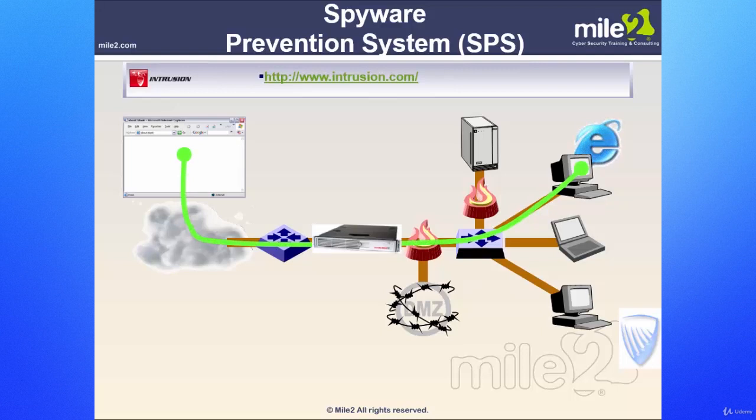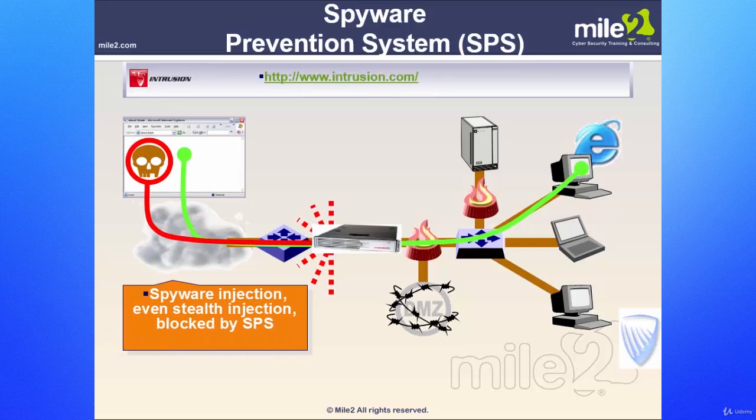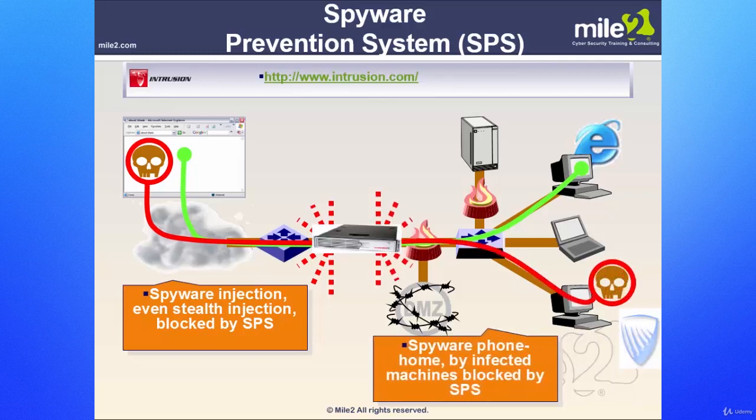So a user basically goes, using Internet Explorer, to a web page, oops, something's trying to infect itself, and of course it will block anything coming in, even if it's stealth injection. Awesome. So also when it's what we call the phone home type scenario, where someone maybe comes in and tries to go from the inside out, that will also be blocked by your spyware prevention system.